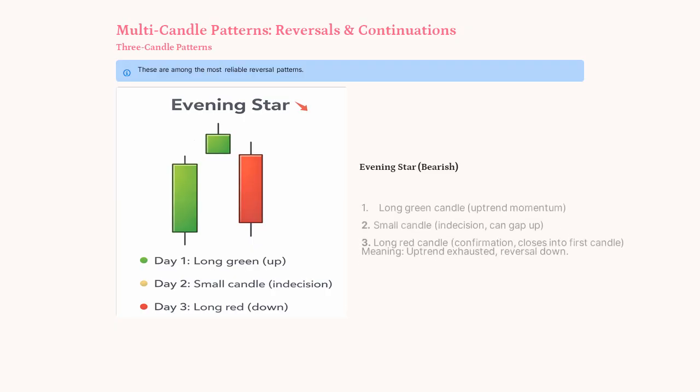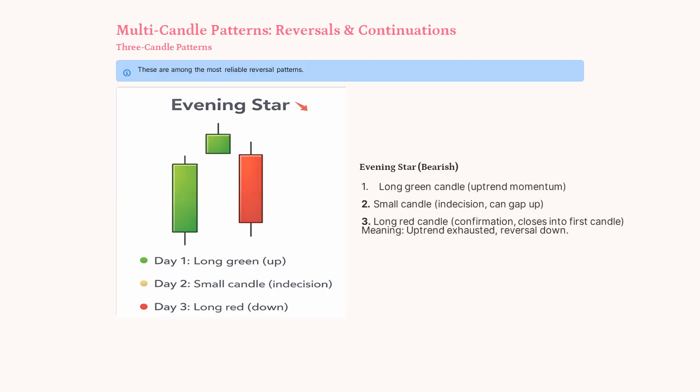Candle 1 is a long green candle. Bulls are in firm control. The uptrend has strong momentum. Candle 2 is a small-bodied candle, often gapping up from the first candle. This shows indecision. The uptrend momentum is slowing.